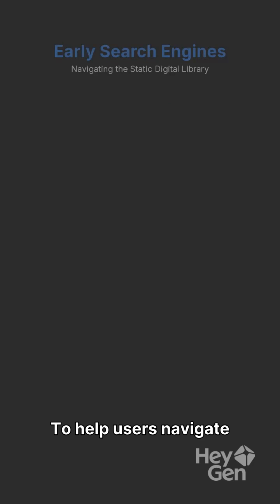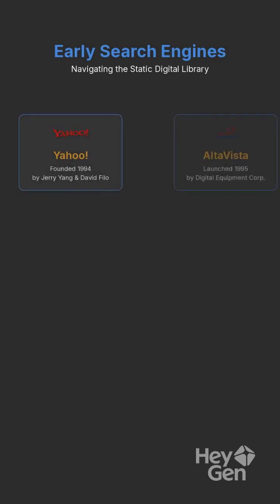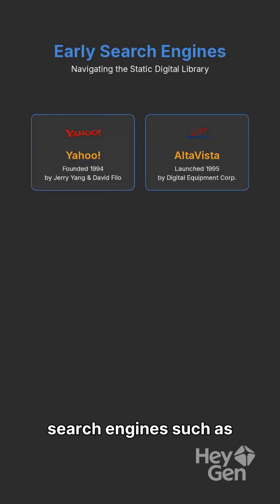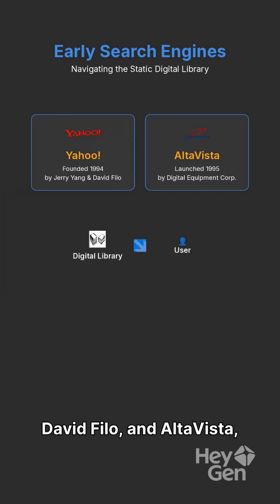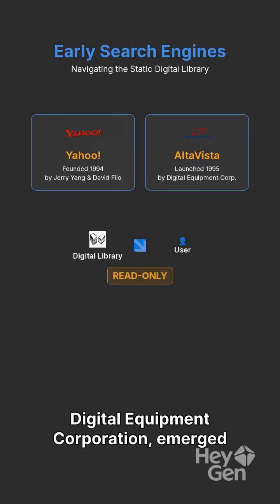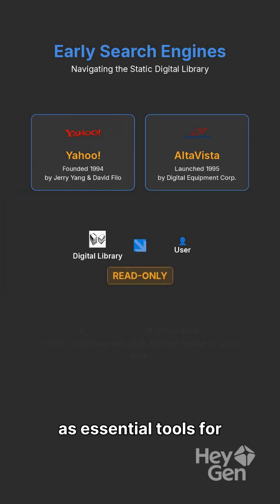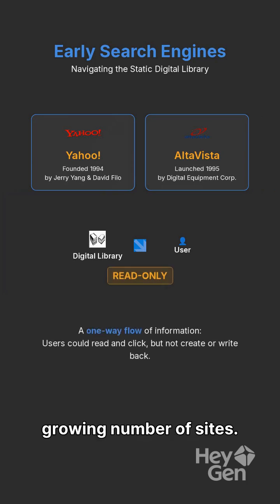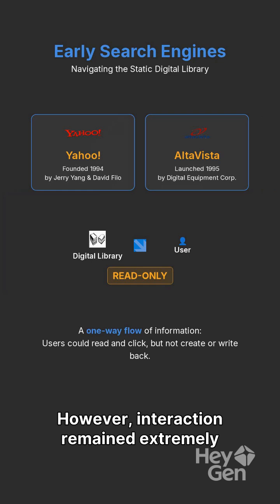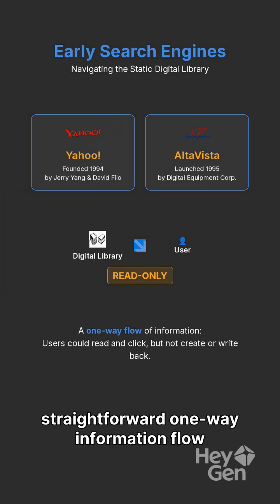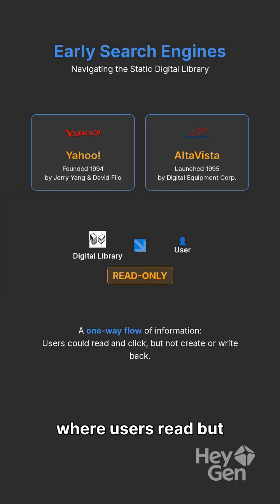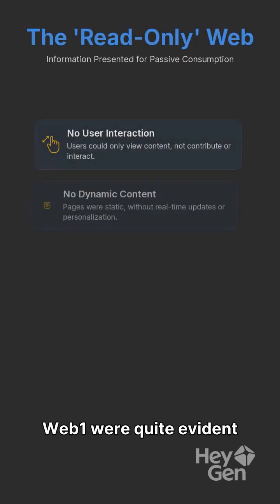To help users navigate this expansive yet mostly static digital library, early search engines such as Yahoo, founded in 1994 by Jerry Yang and David Filo, and AltaVista, launched in 1995 by Digital Equipment Corporation, emerged as essential tools for finding information amid the growing number of sites. However, interaction remained extremely limited, confined to a straightforward one-way information flow where users read but did not write, click but did not create. The inherent limitations of Web1 were quite evident from the start.